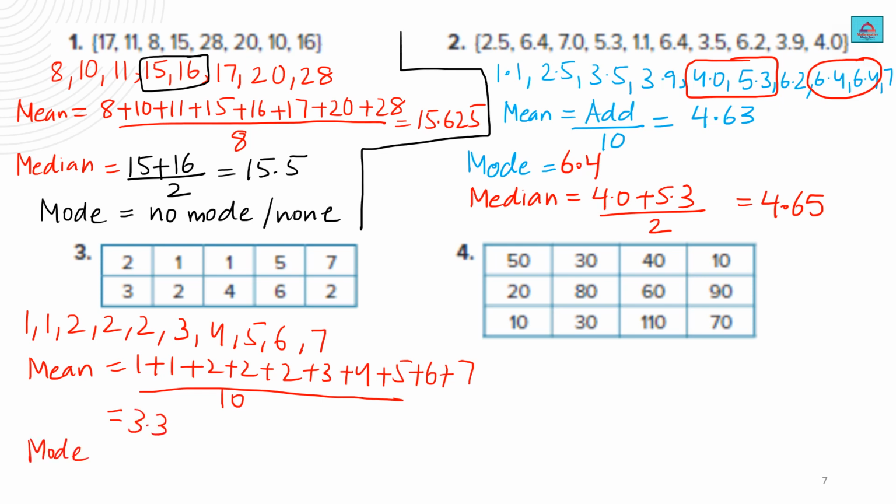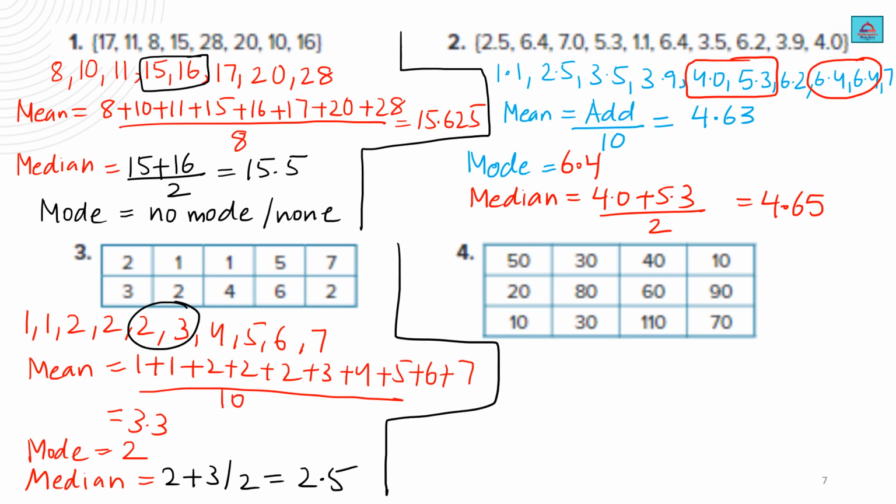The mode is the most repeated value, very easy to observe, that is going to be 2, and median is going to be the middle number. So I'm going to take average of the middle numbers 2 and 3 here. So 2 plus 3 divided by 2, that is 2.5.